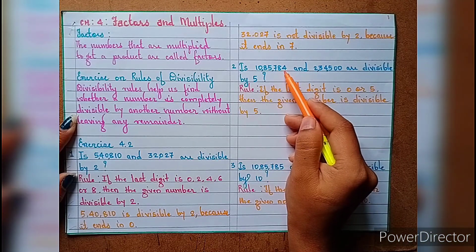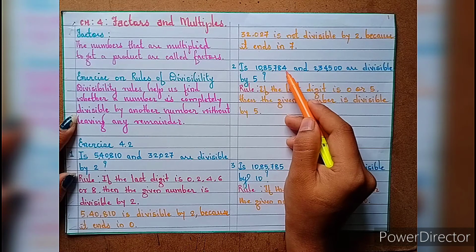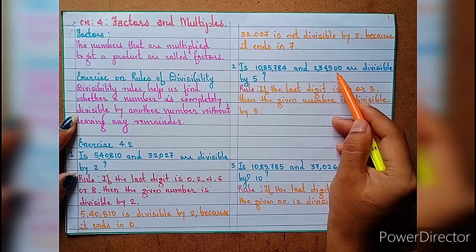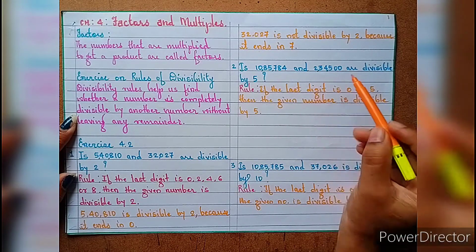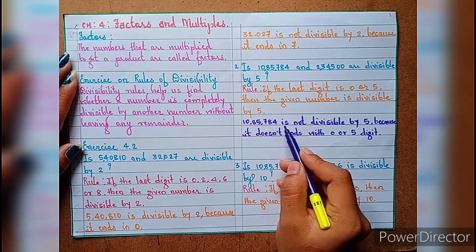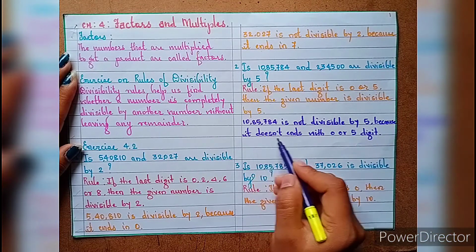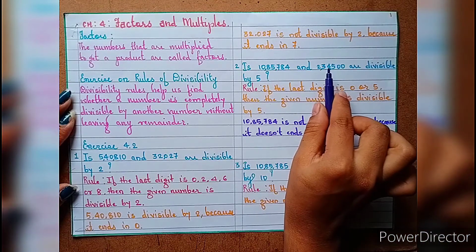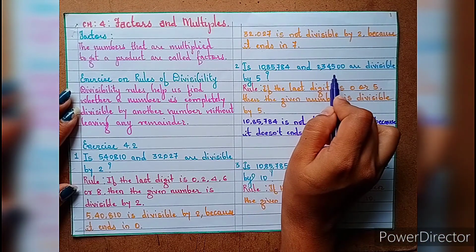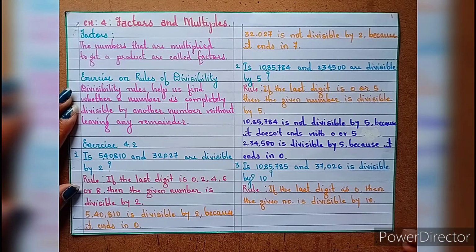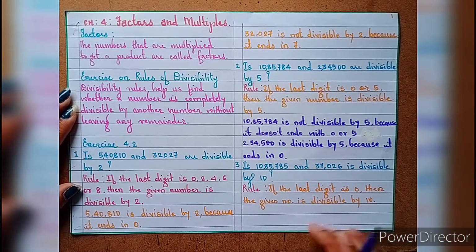So let's check. This number doesn't end in 5. Last digit means ones place should be either 0 or 5. This number doesn't end in 0 or 5, therefore it is not divisible by 5. And this number ends in 0, so it is divisible by 5. So let's write the same. 10,85,784 is not divisible by 5 because it doesn't end with 0 or 5. Let's see this example. 2,34,500 is divisible by 5 because it ends in 0. Now let's see the next problem.